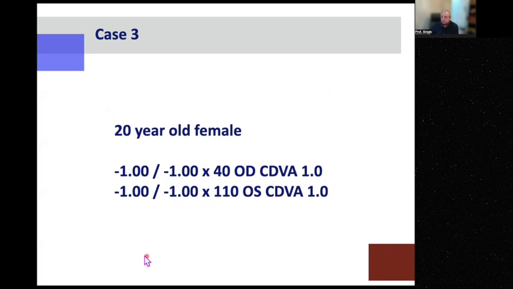Age, 20, young. Very good, not mirror image. Perfect, Rasha. And female, hormones. Therefore, we have to think about ectasia, keratoconus maybe. So, as you see, 20, 40, and 110.